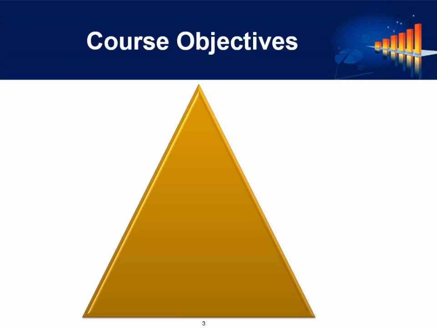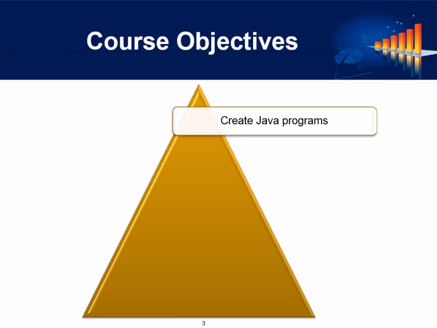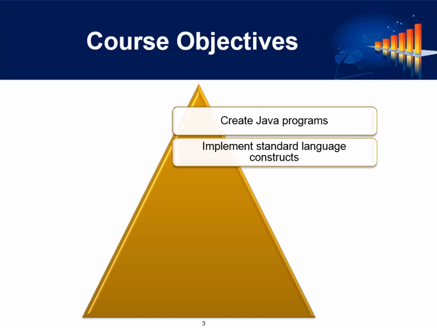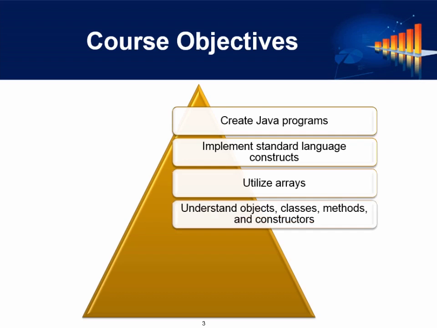All right, so let's see what we're going to talk about in this class. The whole goal is to get you to create Java programs. So that's good. You're going to be doing that very soon and very quickly. We are going to teach you how to implement the standard language constructs, so the basics of the language. We'll talk about arrays and how to build arrays. If you know what those are, great. If not, you will. We talk about object-oriented.